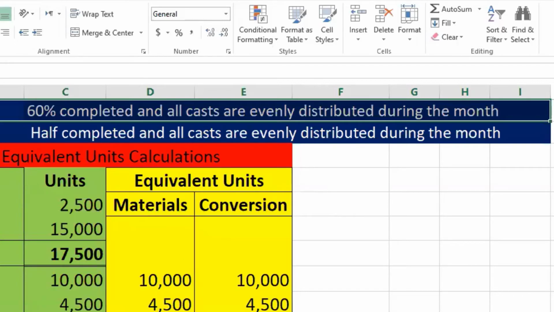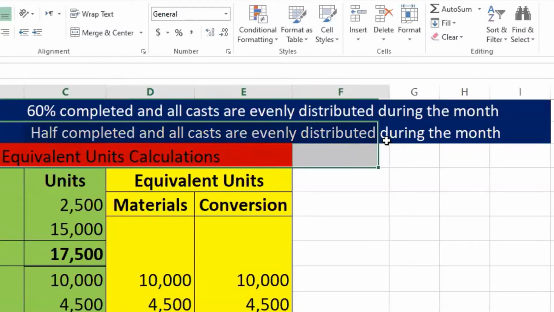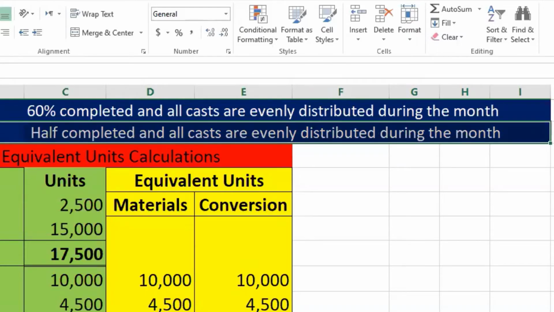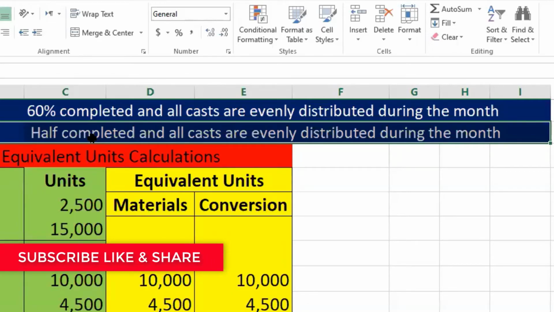So in this scenario, this is irrelevant and we will ignore it, and we will use only this information for the calculation of equivalent units of ending inventory. It means in the weighted average method, we have only one problem, the ending work in process inventory. We don't have any problem of opening work in process inventory. So we need to focus on the equivalent units of ending work in process inventory, and ignore the beginning one. If the information is given in our question, it is irrelevant to our calculations.